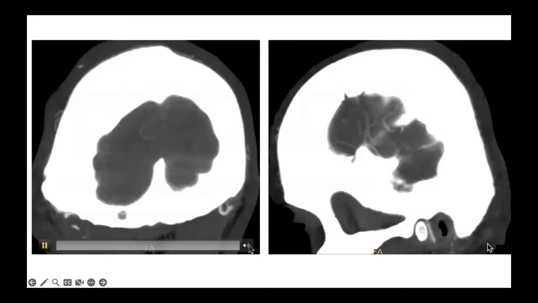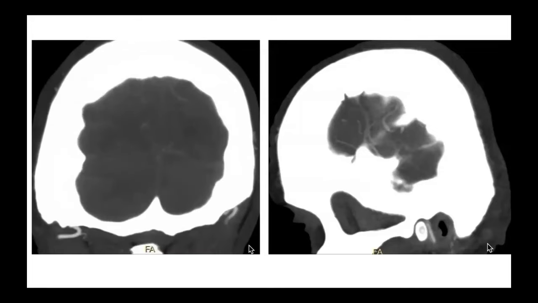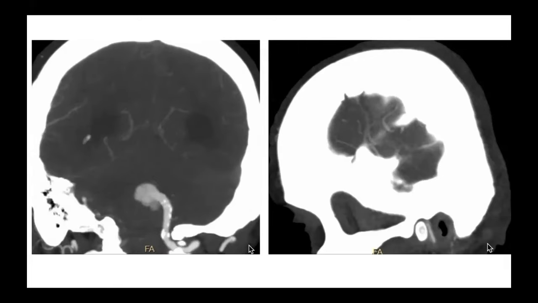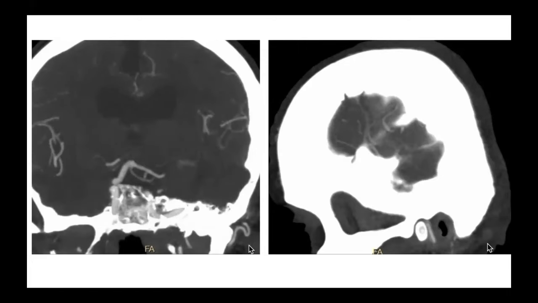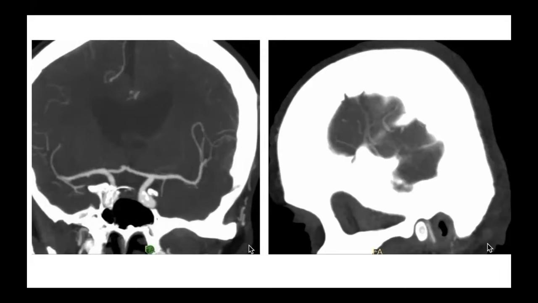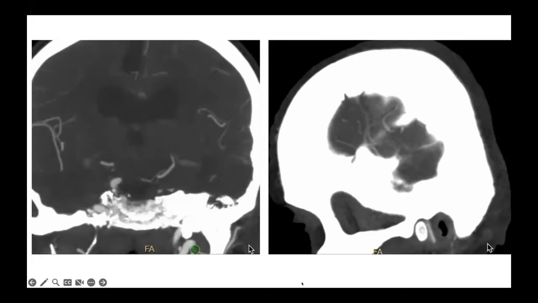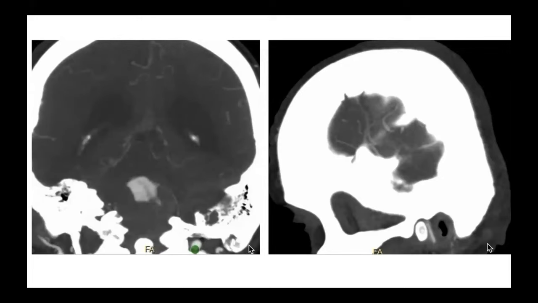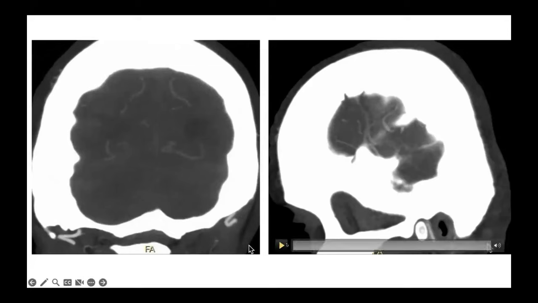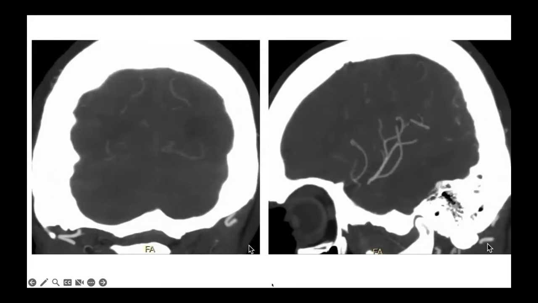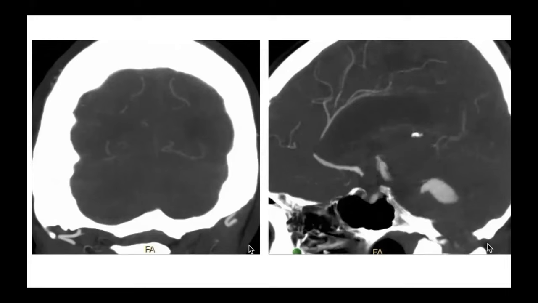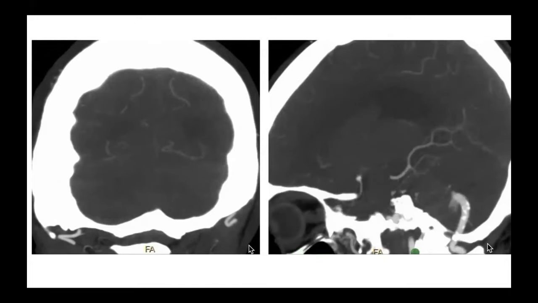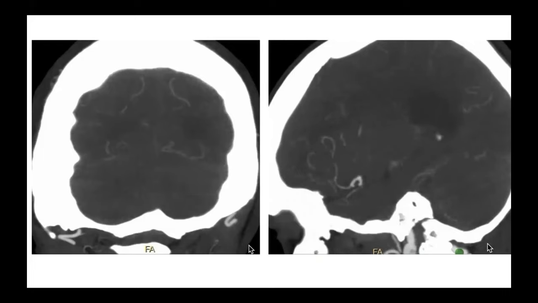And here's the CTA coronal. Can you see the VP junction there? And there's the aneurysm. You can see there is a partially thrombosed portion around it. And here's the sagittal view of that same thing. So there are two PICAs, even if they're not too big, on both sides. Correct? Yes.